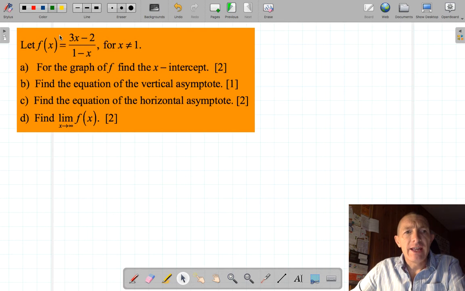Okay, I have a function here, f(x) = (3x - 2) over (1 - x), and it says that x is not equal to 1. For the graph of f, find the x-intercept. So that's where it crosses over the x-axis.